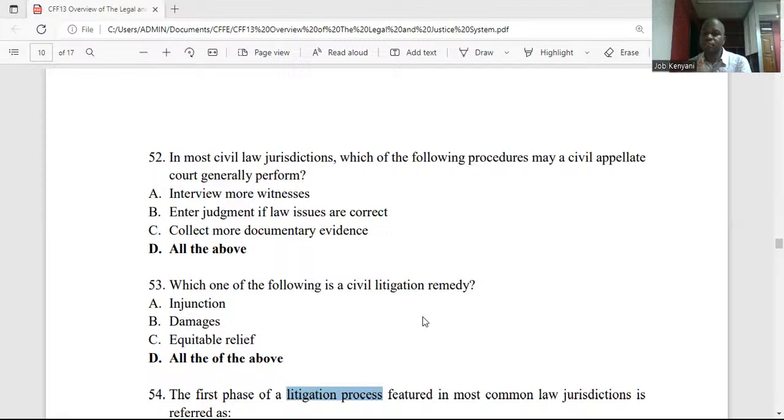But if it is involving matters to do with criminal cases, then the reliefs or remedies that will likely be given will involve what we call punishment. So maybe death sentence, life imprisonment, community service. So those are the kind of things that will be declared by the courts. But if it is a civil matter, they won't go for such kind of remedies.